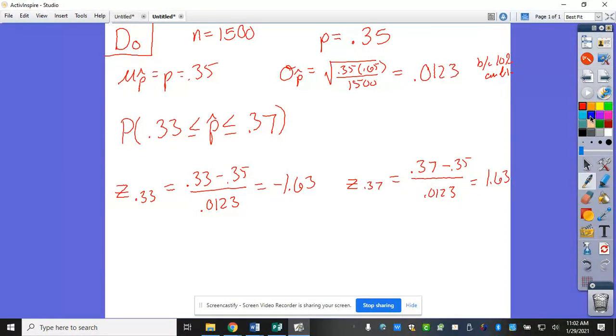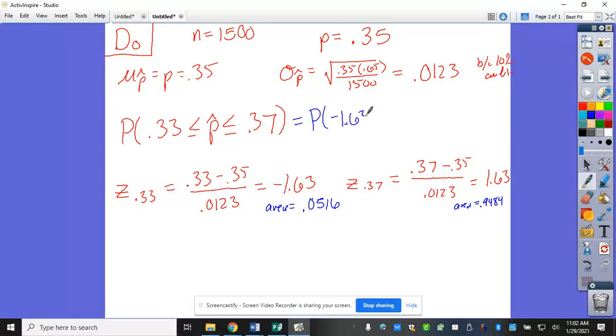So now using my green sheet, finding my areas. My area for negative 1.63 gives me what? My area for 1.63 gives me 0.9484. What do I need to do from here? I need to subtract them. There's two other things. Draw it and shade it and rewrite it.